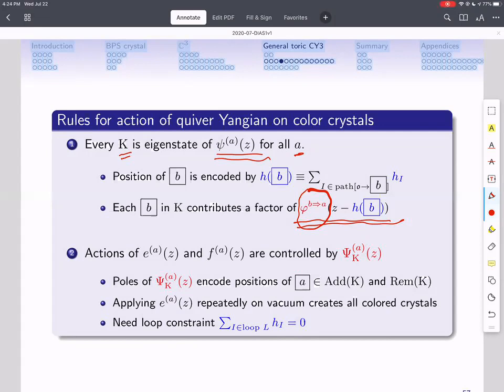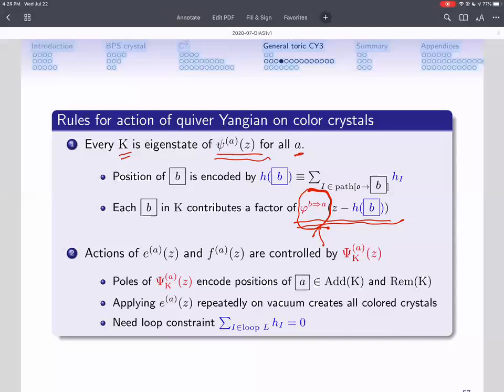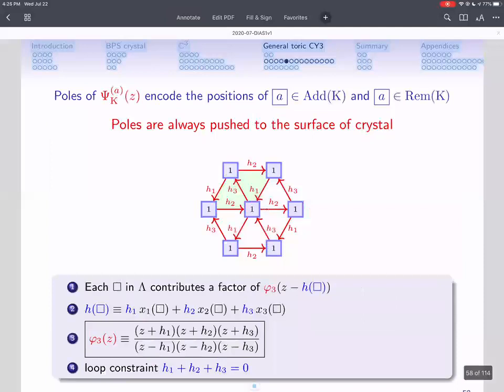We want to fix this relative charge function in such a way that the poles of the function precisely encode the positions where you can add an atom of color A and where you can remove them. In particular, this should all be automatic.